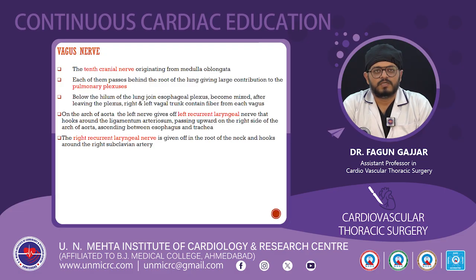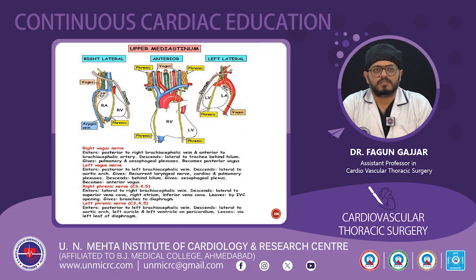On the arch of aorta, the left nerve gives off the left recurrent laryngeal nerve that hooks around the ligamentum arteriosum, passing upwards on the right side of the arch of aorta, ascending between the esophagus and the trachea. The right recurrent laryngeal nerve is given off in the root of the neck and hooks around the right subclavian artery. This figure represents the course of the right and the left vagus nerve in the mediastinum.